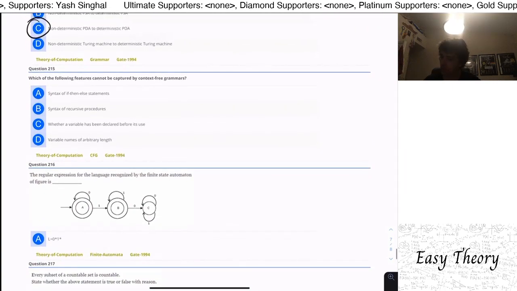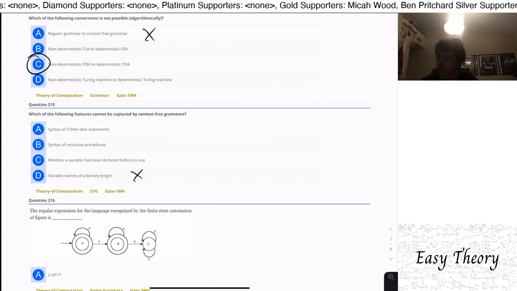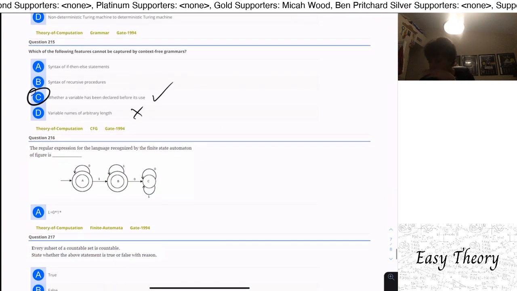Which of the following features cannot be captured by context-free grammars? Variable names of arbitrary length? No. Or at least I don't think so. Whether variables are declared... Yeah, so it's not sensitive to the context in which the variable is declared, to the grammar.